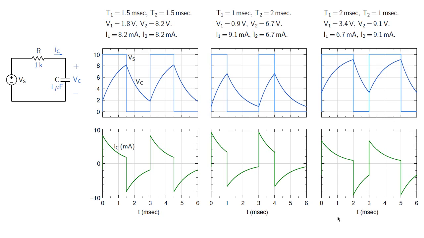This is the third case we have. Once again, we have kept T1 plus T2 equal to 3 milliseconds. We have increased T1 to 2 milliseconds and decreased T2 to 1 millisecond. So this is our T1, 2 milliseconds, and this is our T2, 1 millisecond. And these are the results obtained using our formulas. And you should check that these do agree with the simulation results given here.